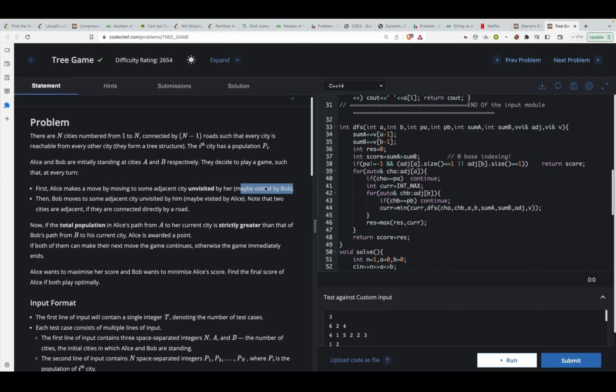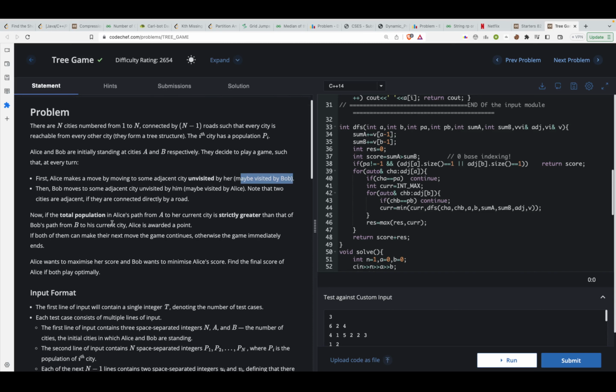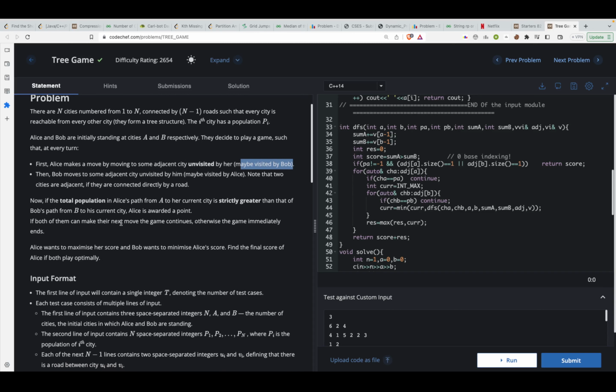So Alice would say that okay, I started from a city A, currently I'm sitting at A dash, right? So whatever was the entire population in this entire path from A to A dash, that's my answer. Bob would also say the same, right? So if the score that Alice is having is strictly greater than the score that Bob is having, in that case Alice is rewarded a point. If that doesn't happen, then Alice is not rewarded a point.